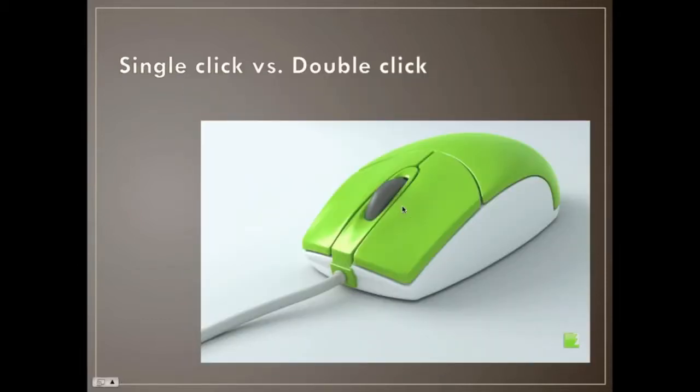So what's the difference between a single click and a double click on your mouse? Well, if you are doing a left click, a single click will usually take you to the next step in your program, whereas a double click will allow you to open. So if you're on your desktop and you need to open a program, you'll double click. Once you're in the program, you can usually single click, all with the left side of your mouse.